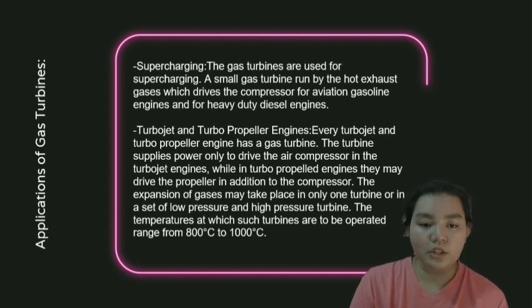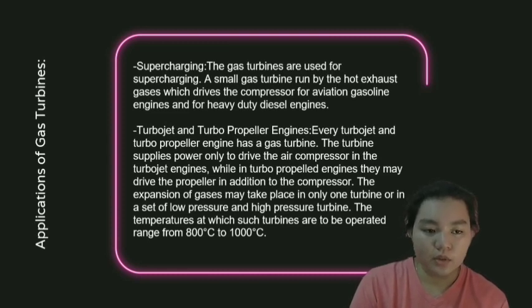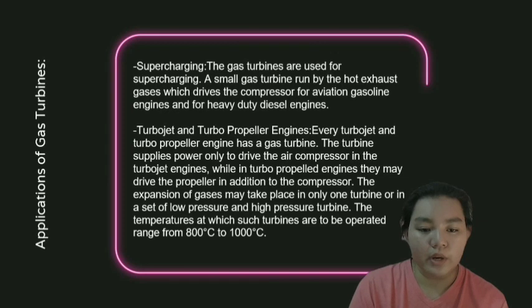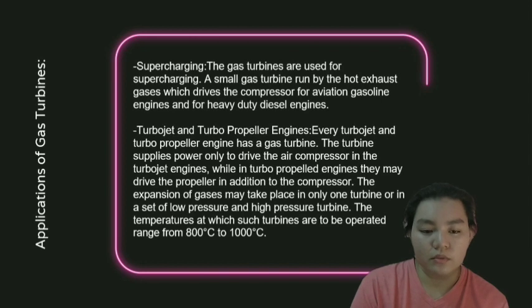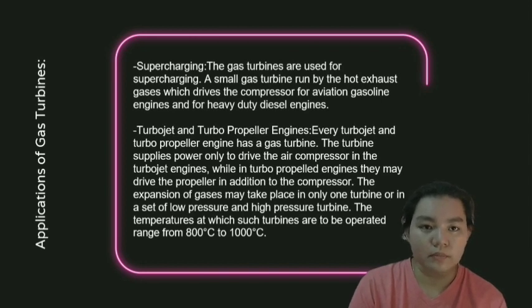Next is turbojet and turbopropeller engines. Every turbojet and turbopropeller engine has a gas turbine. The turbine supplies power only to drive the air compressor in the turbojet engine, while in a turbopropeller engine it may drive the propeller in addition to the compressor. The expansion of gases may take place in only one turbine or in a set of low pressure and high pressure turbines. The temperature at which such turbines are operated ranges from 800 degrees to 1000 degrees.